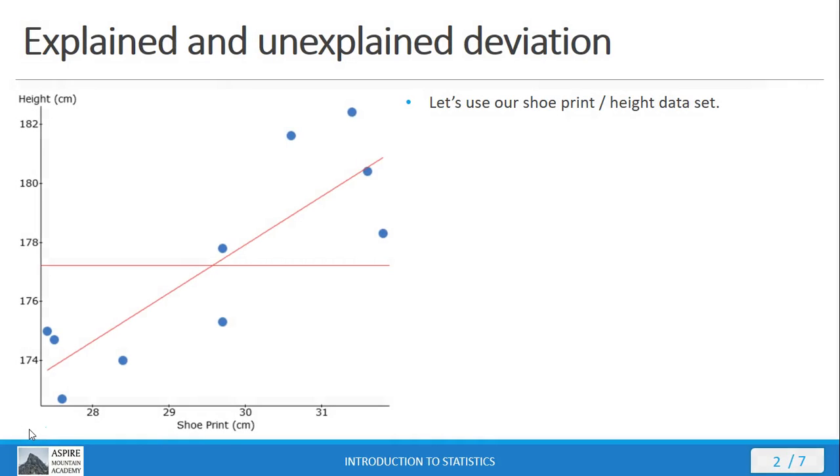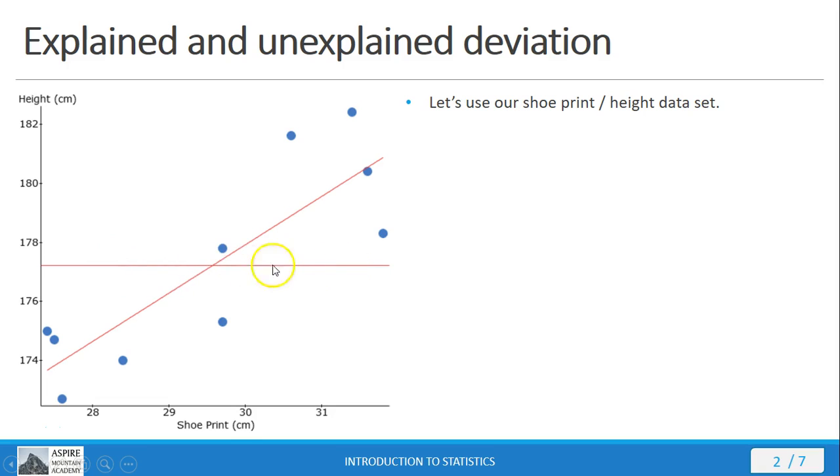To start with, let's use the shoe print height data set that we've been looking at in the past few mini lectures to understand the difference between explained and unexplained deviation. So here we've got a scatter plot. It's got our 10 data points located on the plot. And this red line here is our regression line. So this is the line for the equation that describes the relationship between shoe print length and height.